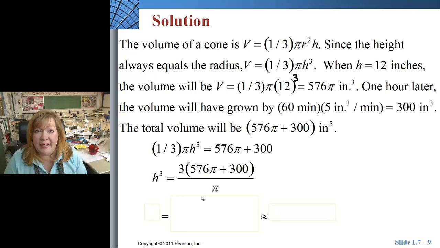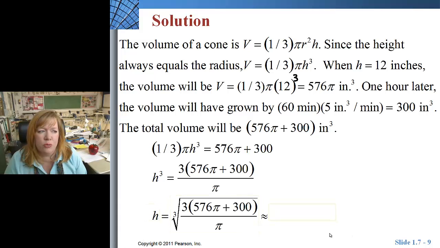All right, how do you get rid of a cube? You root it. So the opposite of cubing is cube rooting. So h is going to be the cube root of this whole shebang. You plug it in your calculator, make sure that you divide everything and multiply everything with order of operations. I would probably put it all in there with the parentheses. Notice if we hadn't had the 300 down here, the pi's might have canceled out. Had you converted to a decimal, you'd get an ugly answer. So I'm just saying. All right, we end up with approximately 12.63 inches. So that's how tall it would be.